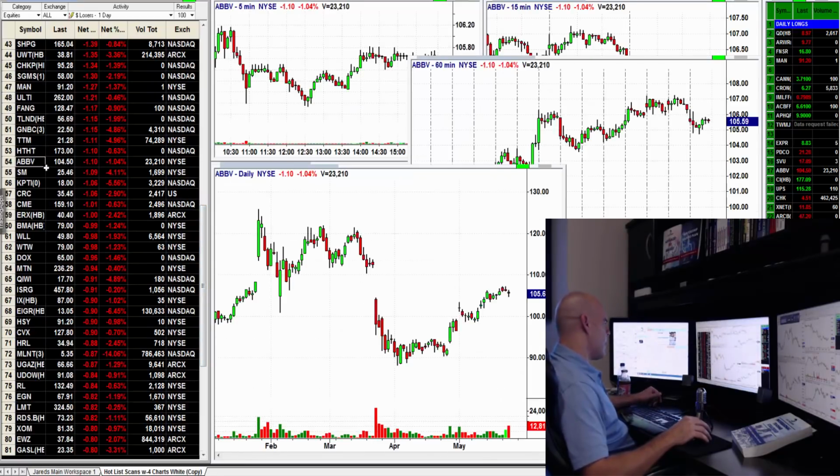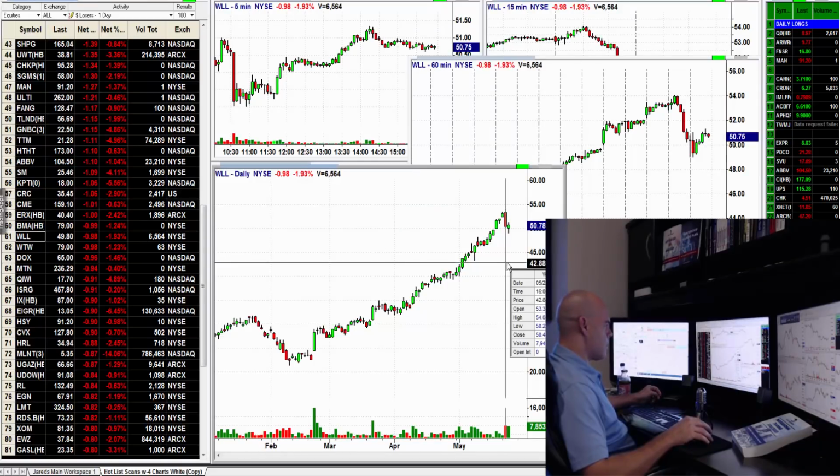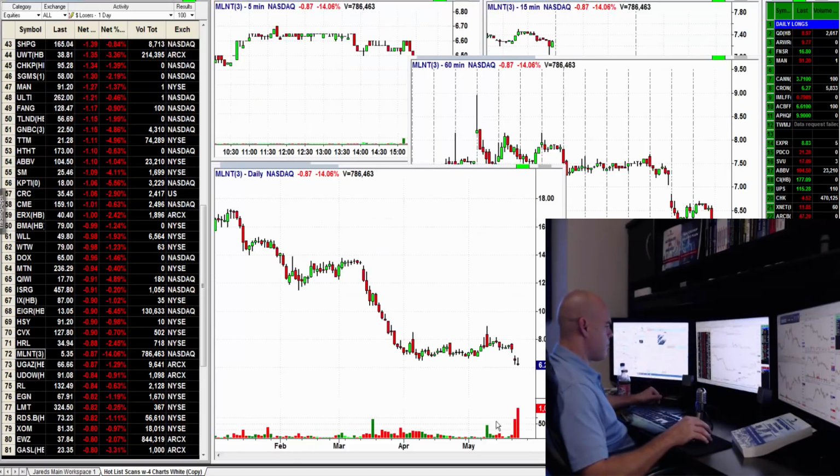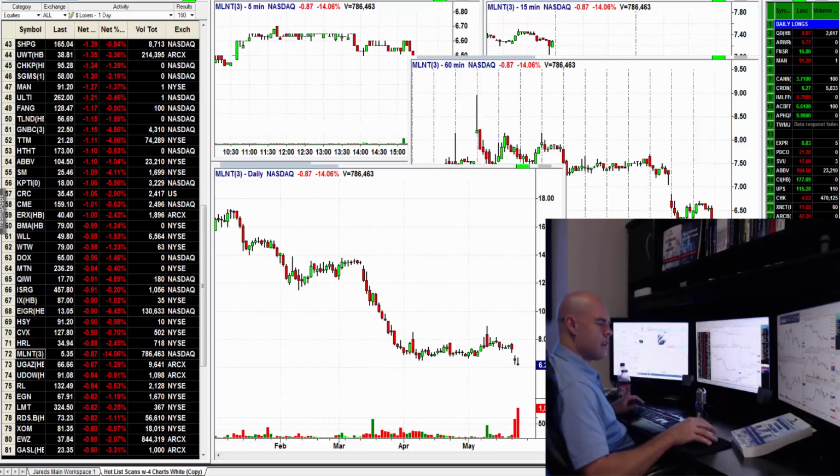ABBV, nothing terribly special there. So again, nothing here, nothing here. WLL, 49.80. This is a tough one, guys. Yeah, nothing there on that either. EIGR is hard to borrow, so I'm not even going to look at it. MLNT, this could be interesting, 5.35. I'll throw this on the list, guys. MLNT.